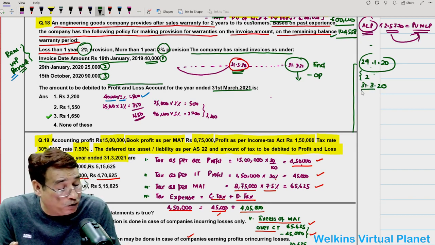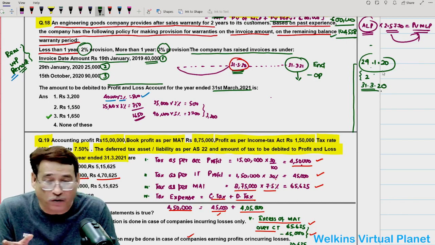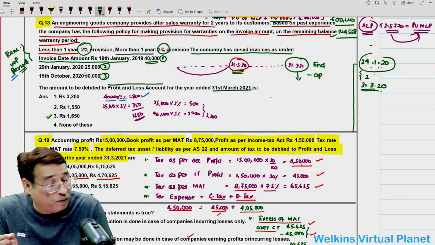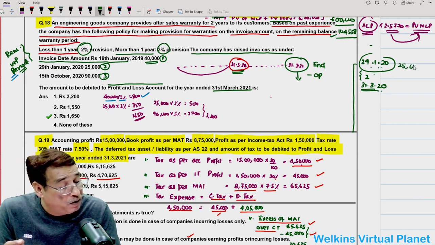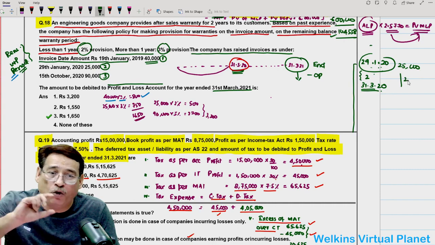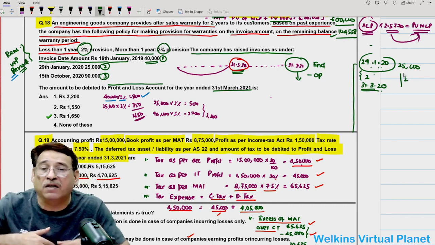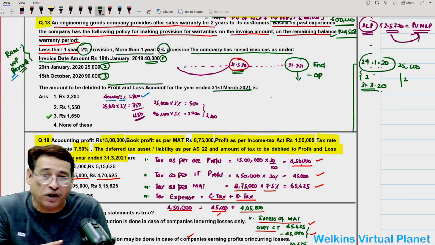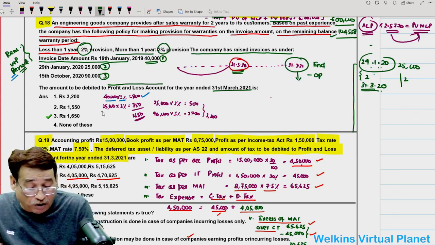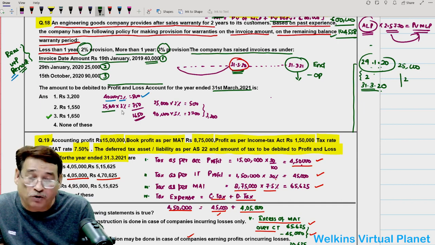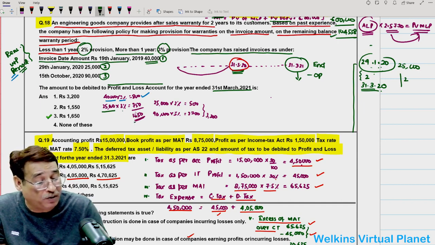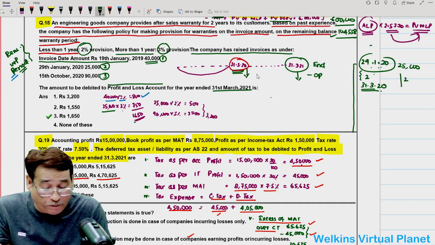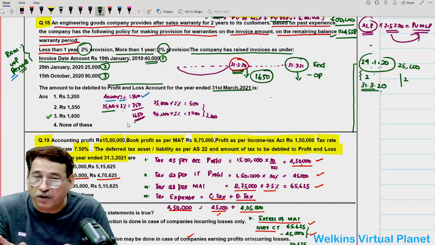That means when I'm going to make the provision in respect of this bill, which was raised on 29th of January, that is to the extent of 25,000, only 2 months have gone by. So the remaining period is still more than 1 year. And if the remaining period is more than 1 year, you are going to create a provision of 3%. So you will create a provision of 25,000 into 3%, 750, total 1650. That means on this date, my provision will be equal to 1650. How we compute it is very important.